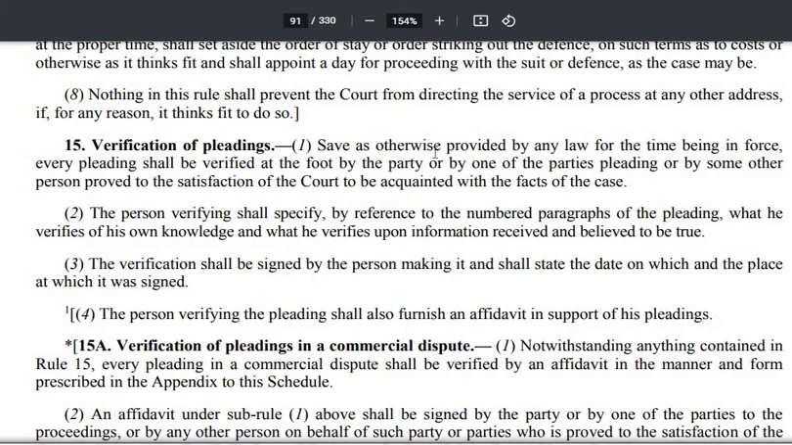Repeat कर रहा हूँ. Save as otherwise provided by any law for the time being in force, every pleading shall be verified at the foot by the party or by one of the parties pleading or by some other person proved to the satisfaction of the court to be acquainted with the facts of the case. Now, जब भी आप pleading करोगे, here they are talking about pleading, तो pleading plaint में भी होगी और pleading written statement में भी होगी, pleading replication में भी होगा, pleading rejoinder में भी होगा, pleading additional written statement में भी होगा. जब आप amendment of pleadings का application लगाओगे वहाँ पे भी pleadings होंगे.